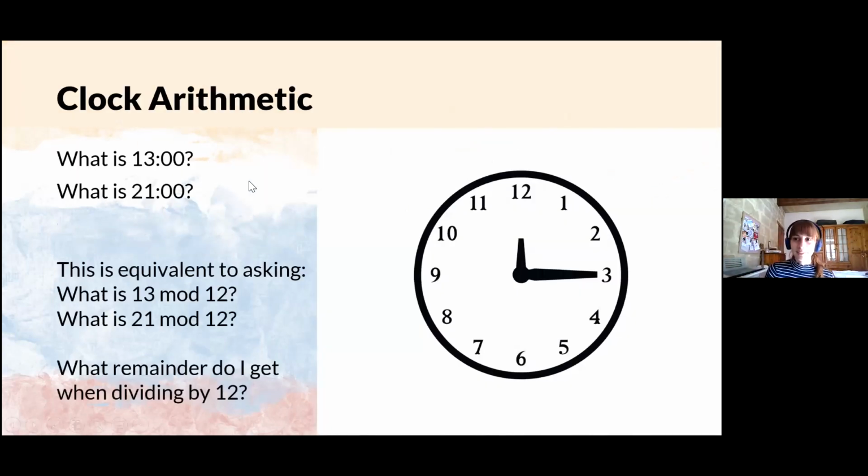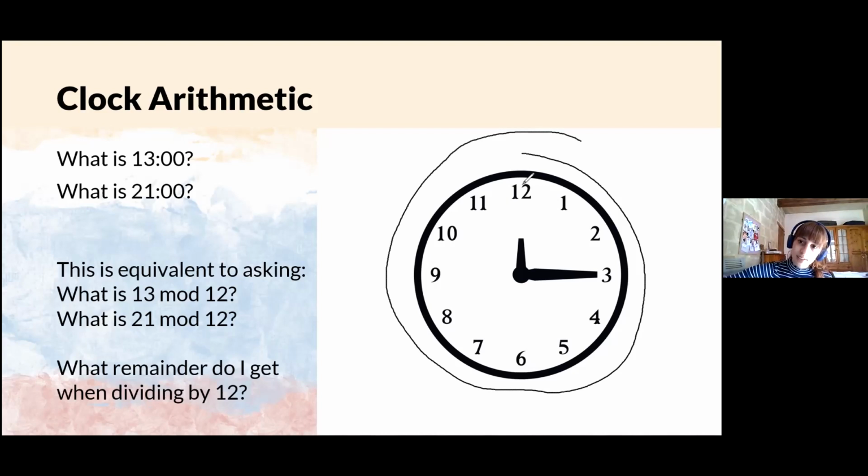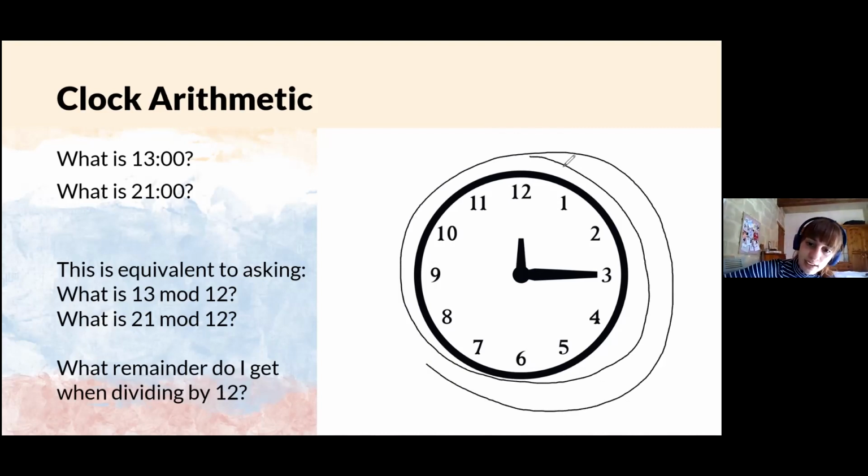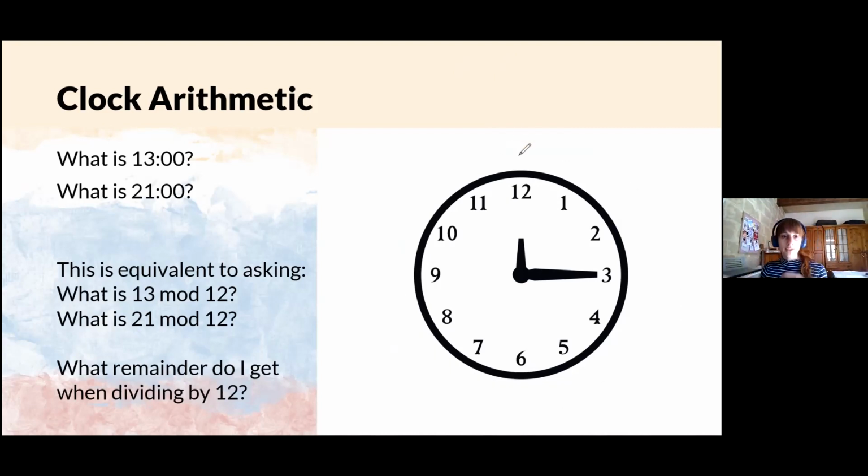So why is it clock arithmetic? What is 13 mod 12? Fairly easy question, but what you're doing is going around the clock, wrapping around a string of length 12 and seeing where it lands. So you get 1, right? What is 21 mod 12? You do the same thing, go around the clock and you get to 9. And that's the whole concept of modular arithmetic. It's what remainder you get when you divide by 12, for example.